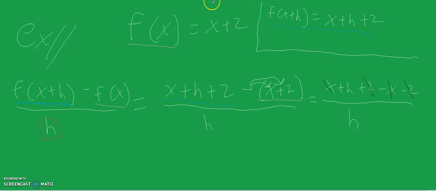So now I go down to my next line and I rewrite what I'm left with. Well, the only thing I have left is this h up here and this h on the bottom. So now I go down to the last step and I have h divided by h. Now anything divided by itself is just 1. And that's my answer. So for this problem, my difference quotient is equal to 1.